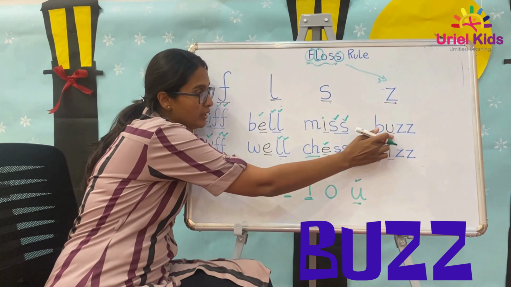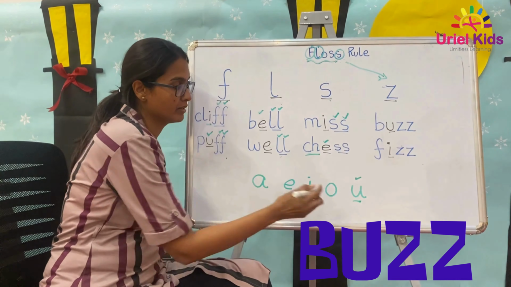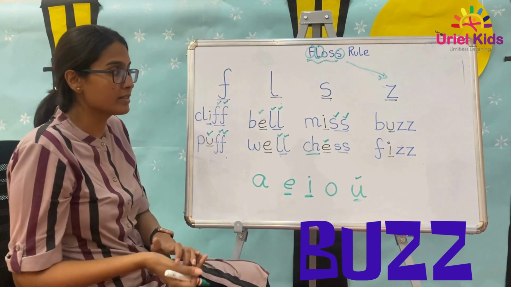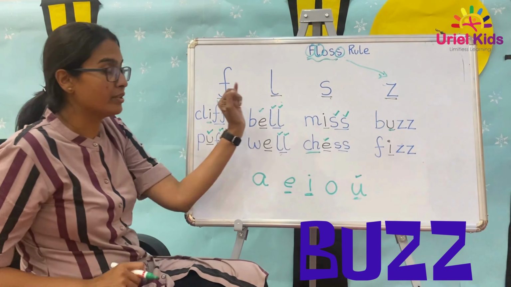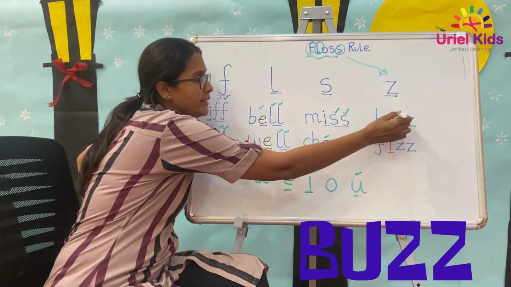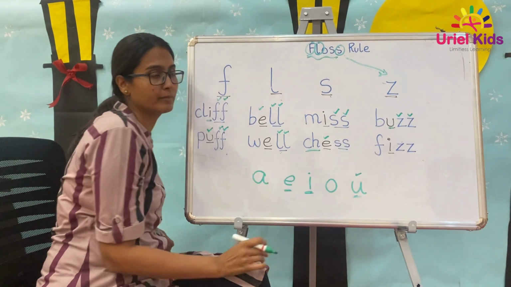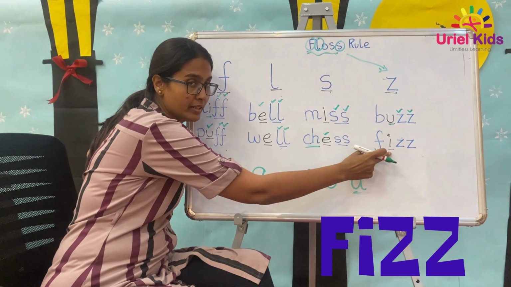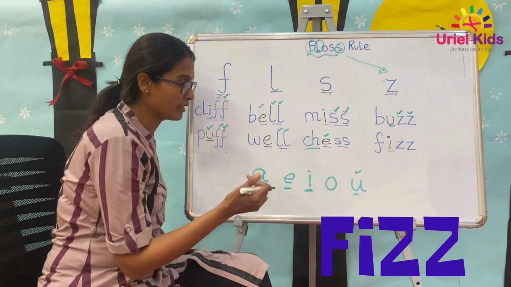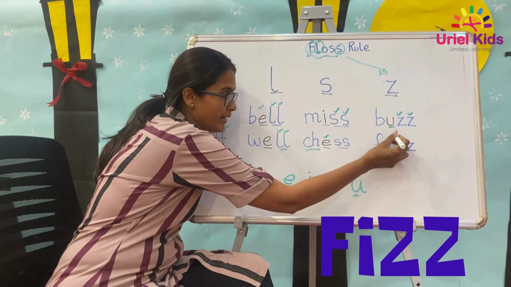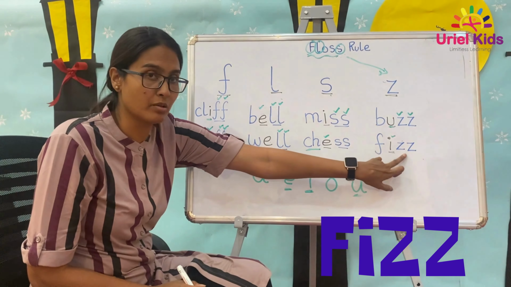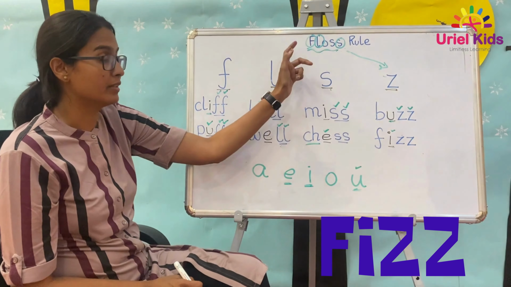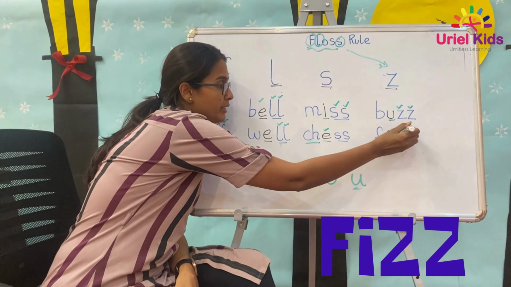B, u, z, buzz. So now what will I do? There is a short vowel sound, u, and then the last sound is z. So it also comes under the floss rule, where we need to double it. It means you have to write it 2 times. The last word, let's try to read: f, i, z, fizz. Again, there is a short vowel sound, and after the short vowel sound I hear the z sound. It means I have to double it. Why? Because it falls under the floss rule. So I am writing it 2 times.